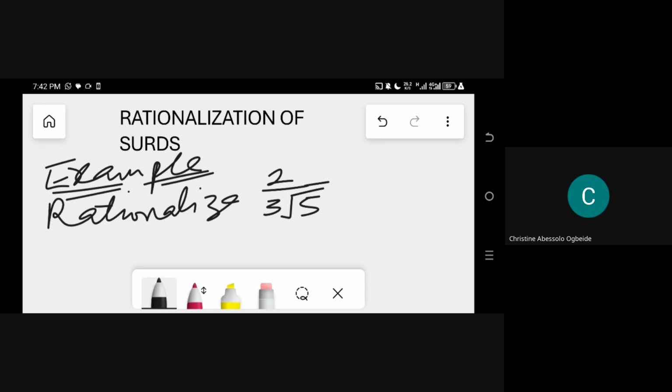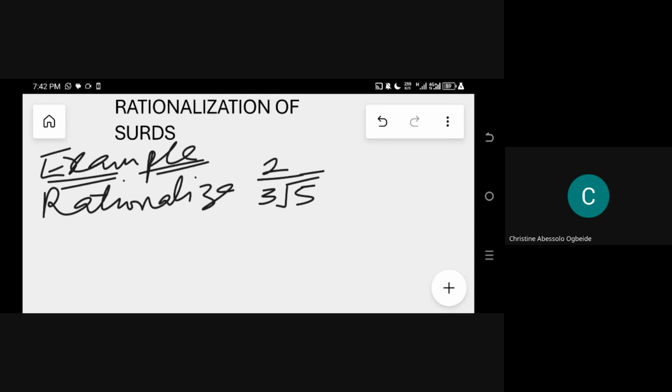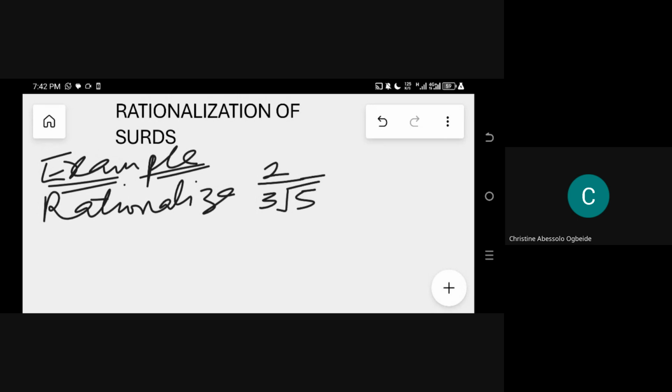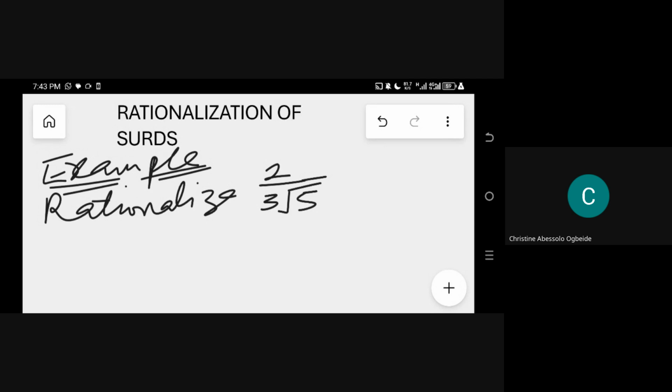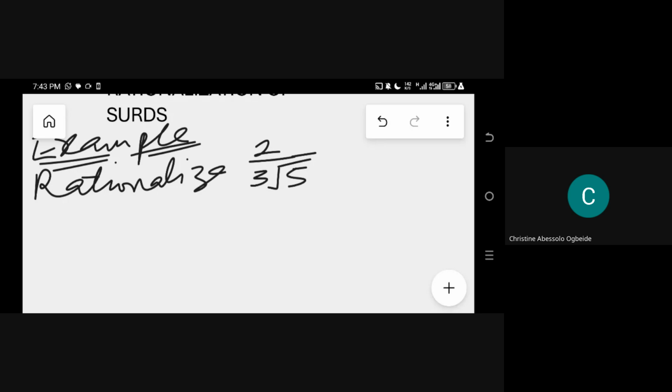You can decide to rationalize by multiplying both the top and the bottom. When you're rationalizing, you have to multiply both the numerator, that is the top, and the denominator, that is the bottom, with that root at the bottom. The root at the bottom that you're trying to remove, you have to remove that root 5. It is improper for root 5 to be at that denominator. You have to remove it, and removing it is the rationalizing we're talking about.